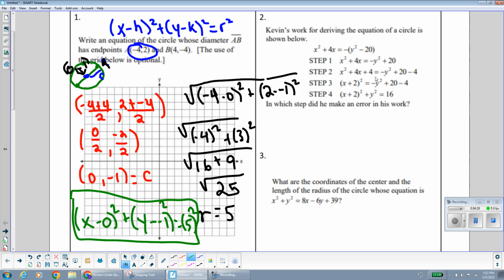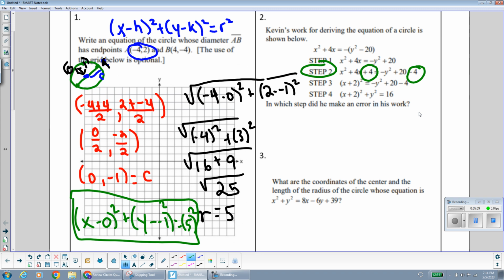So we have a couple of issues here in step number 2. Kevin is completing the square and adding 4 to this side, but he's subtracting 4 from this side. Remember, we need to keep our equation balanced. So whatever we do to the left-hand side, we also need to do to the right-hand side. So if Kevin found that the number that completes the square is 4, then he should also be adding 4 to this side. So step 2 is the error.